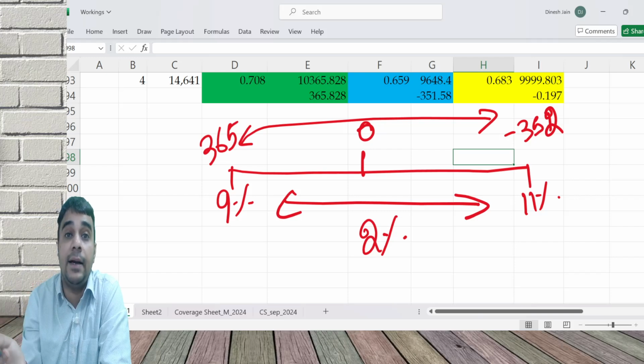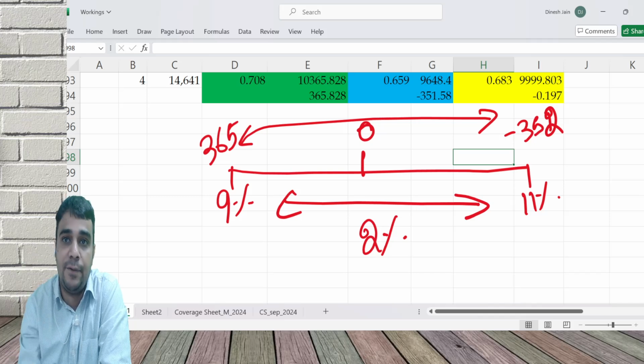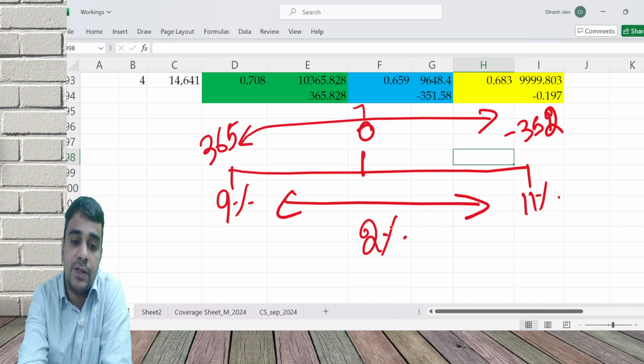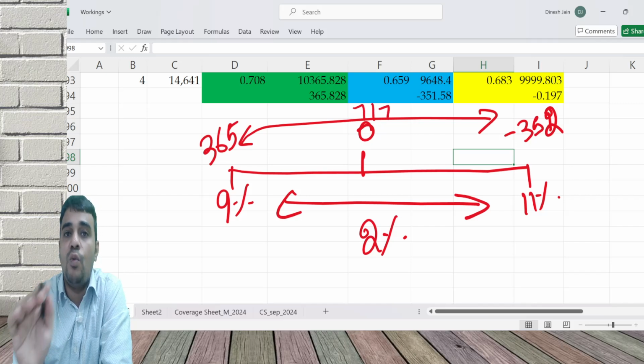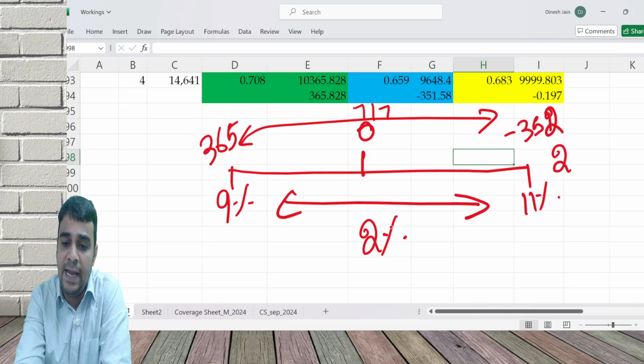Positive is becoming negative. It's not 365 minus 352, it's 365 minus of minus 352. How much? 71. Now, what the concept is saying is, if you change by 2%, NPV is changing by how much?